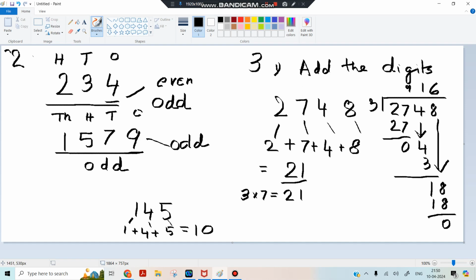Now let's verify. 3 fours are 12. 2 is the remainder. 5 comes down. 3 eights are 24. 1 is the remainder. So as you can see, 145 is not divisible by 3. Now let us take the next number.